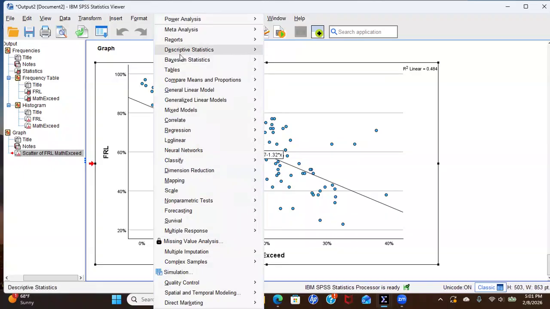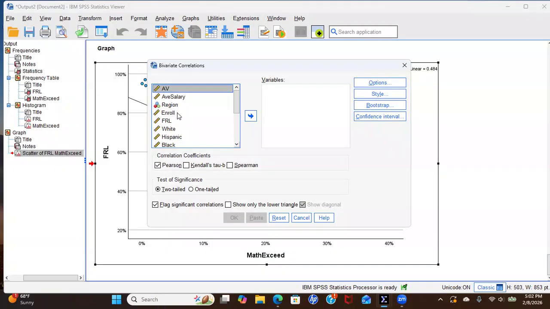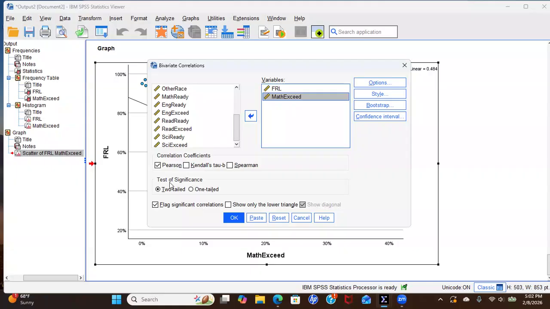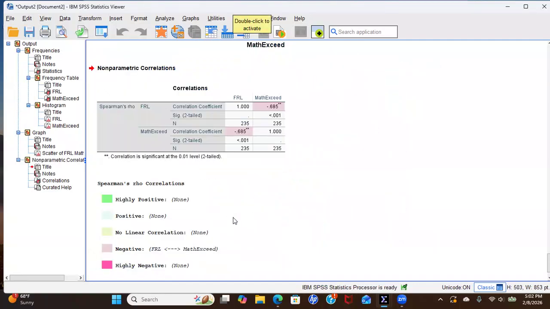So I'm going to go to Analyze. I'm going to go to General Linear Model. I'm sorry, I'm going to go to Correlate, Bivariate. And I'm going to move my variables over, free and reduced lunch, math exceeding, and I'm going to uncheck Pearson and check Spearman, and I do want the significance level to show. So I'm going to hit OK.